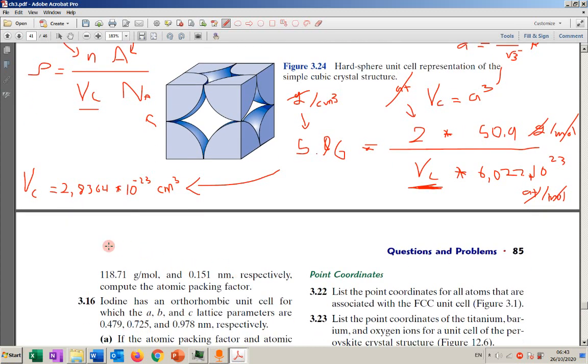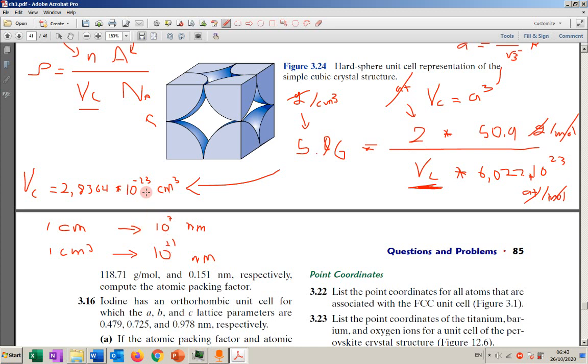Now we know that 1 centimeter is equal to 10 to power 7 nanometer. This is the base we have. I hope you know those units. Then if I cube this 1 centimeter cube, in that case we're going to have 10 to power 21 nanometer cube. So if I want to change this one to nanometer, I will multiply it by 10 to power 21.